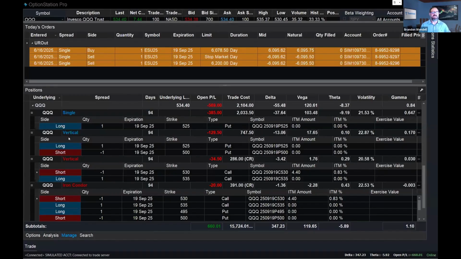Anyway, you can see on my screen right now, I was looking at QQQ and put on a couple different option strategies for a bearish potential position.